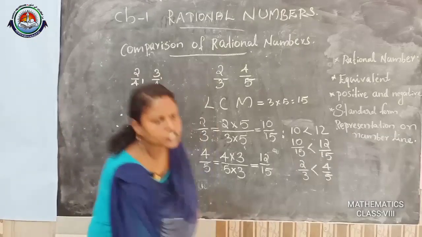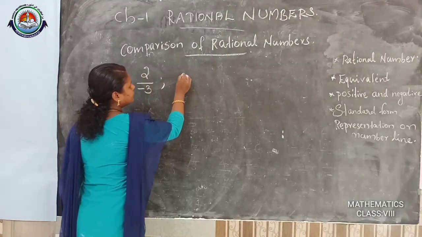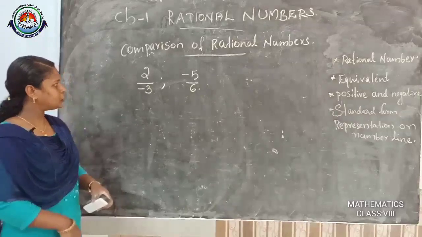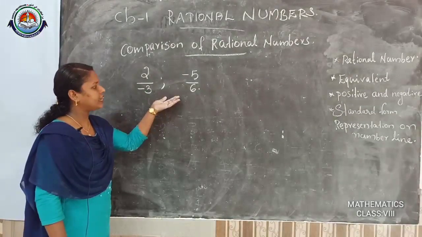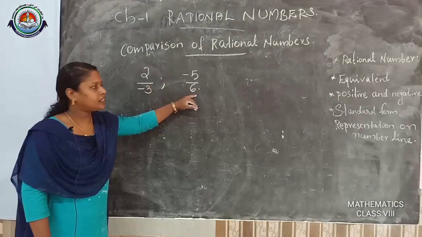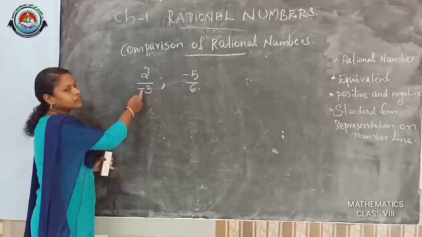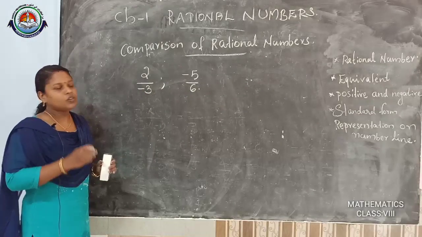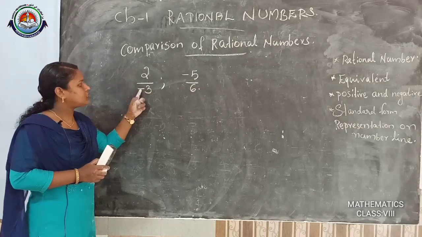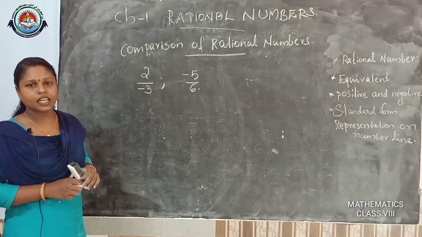Then what about negative rational numbers? 2 by negative 3 and negative 5 by 6. Here we have two negative rational numbers with different denominators and both are negative. Okay, then here the negative sign is in the denominator. So our first step is we have to remove this negative sign from the denominator. How can we remove that negative sign?